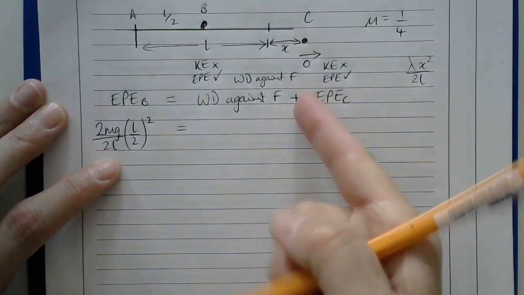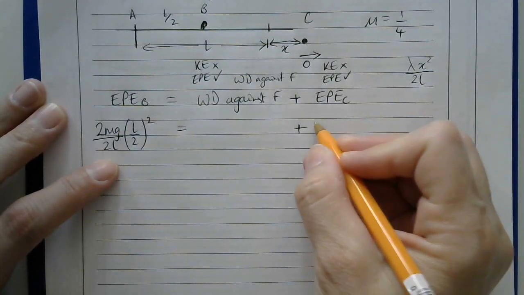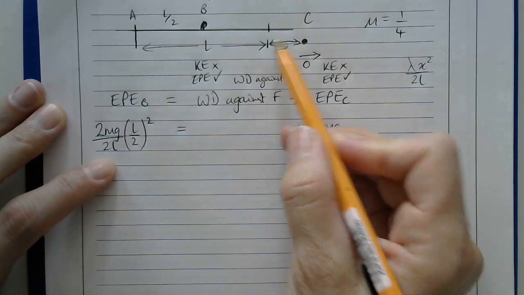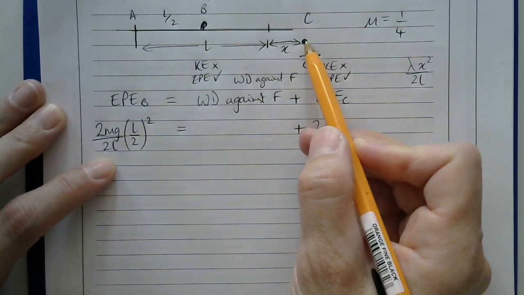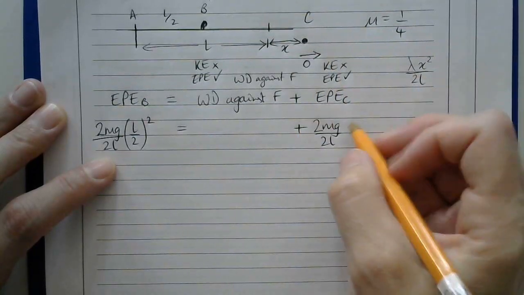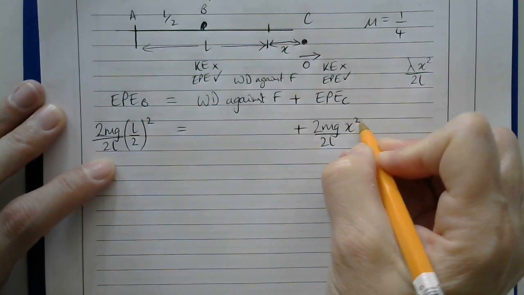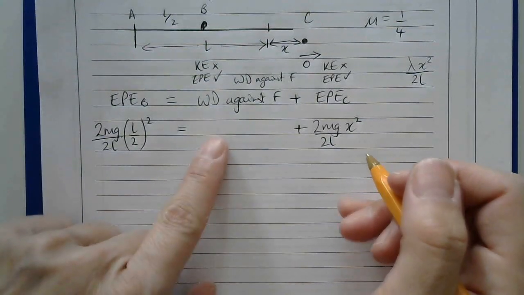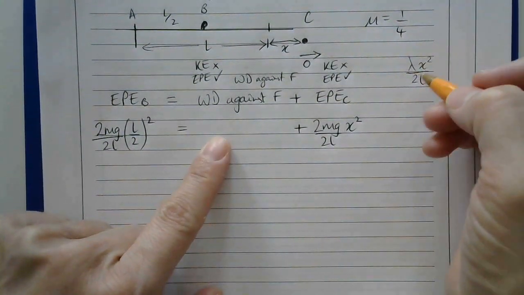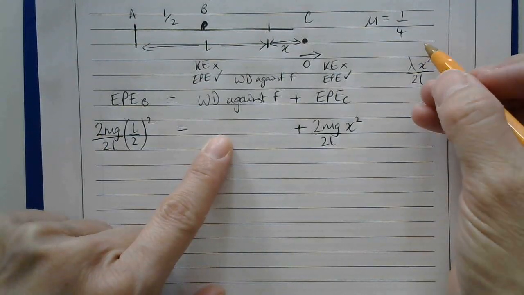The elastic potential energy at the end will be very similar, so 2mg over 2l, and this time the extension is this amount here from the natural end of the natural length to this final position, so I'll just call that x squared, and I need to find this x. The work done against friction, well, I need to do a little bit of work to work out what the frictional force is.